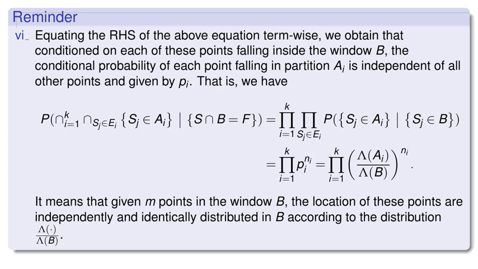What this means is crucial. Given that there are exactly m points in the window B, the locations of these m points are independently and identically distributed within B, following a distribution proportional to the intensity measure lambda. That is, the probability density for a point to be at x within B is lambda of dx by lambda of B, or lambda of x dx by lambda of B if a density lambda of x exists.